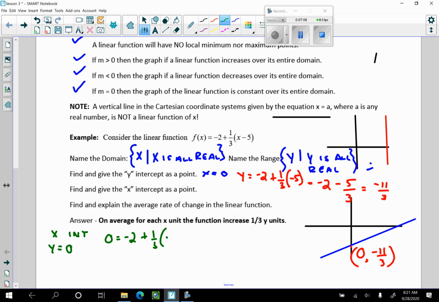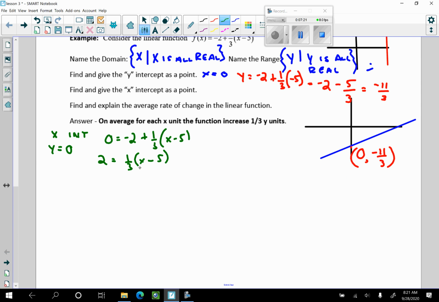For x, I'm going to add 2. I would not distribute this 1/3. It's better to get rid of the 1/3. I think you should have room in your textbook. By multiplying both sides by 3, that gets rid of that 1/3.